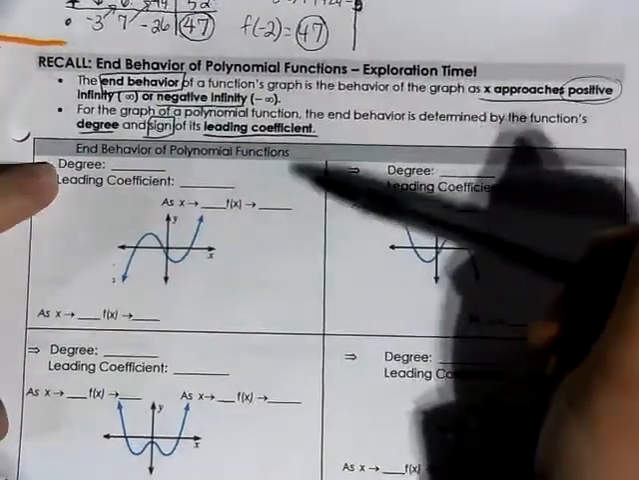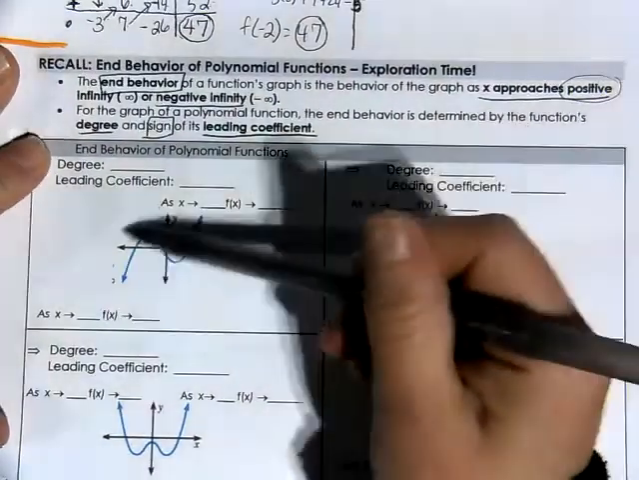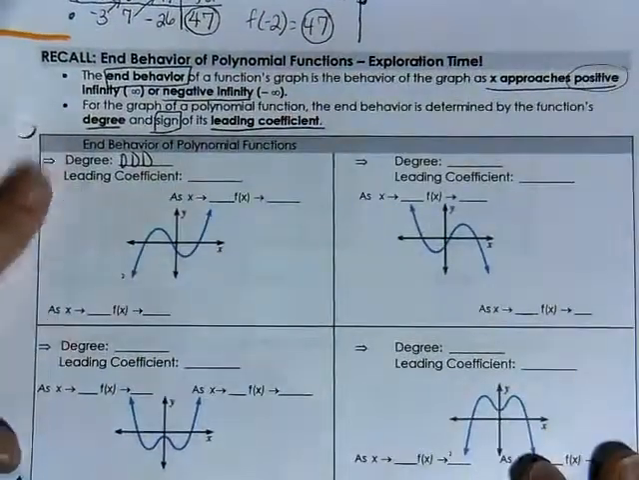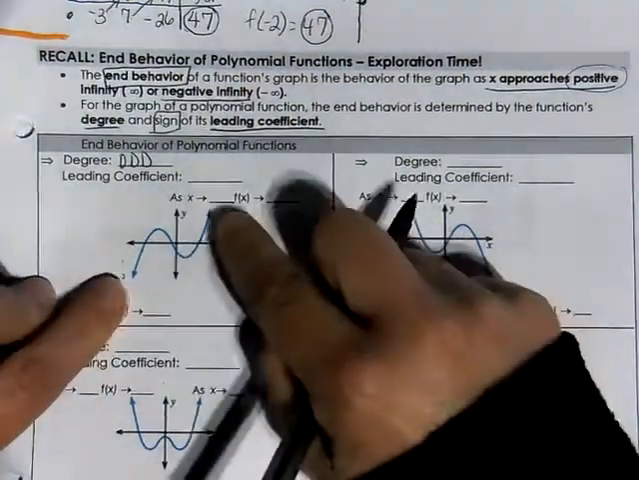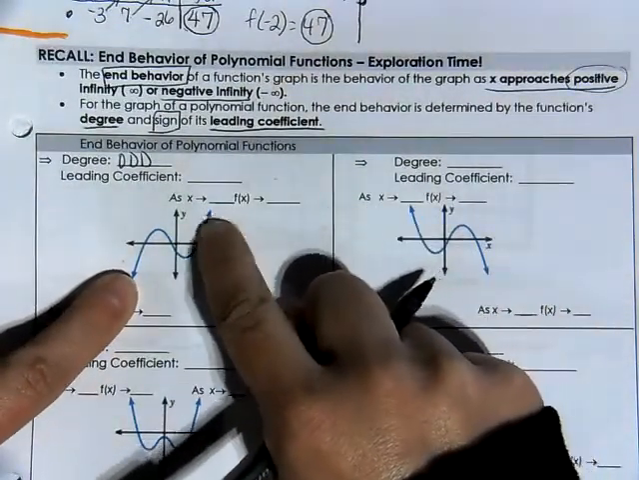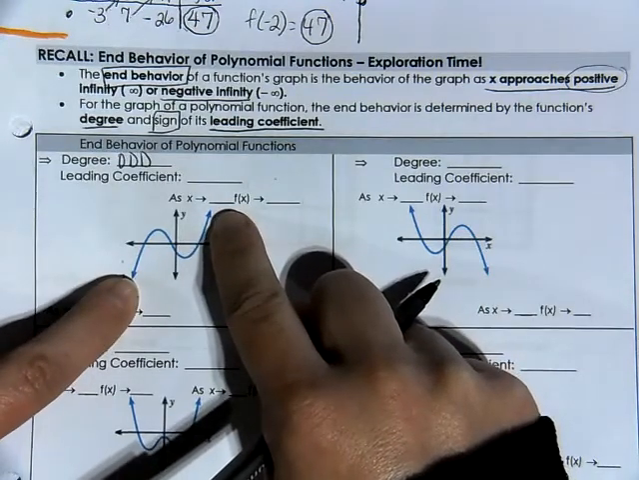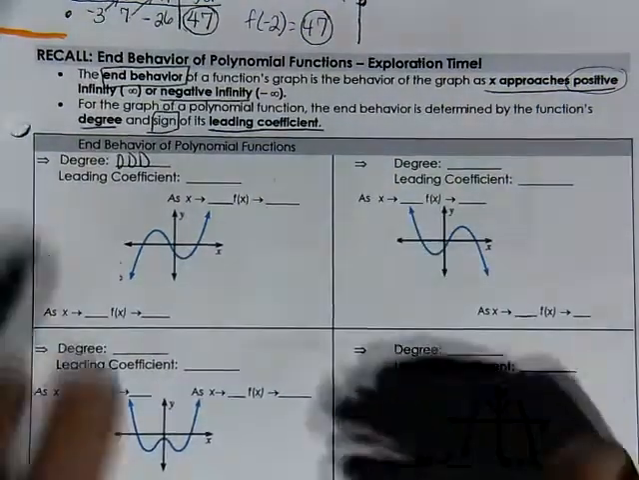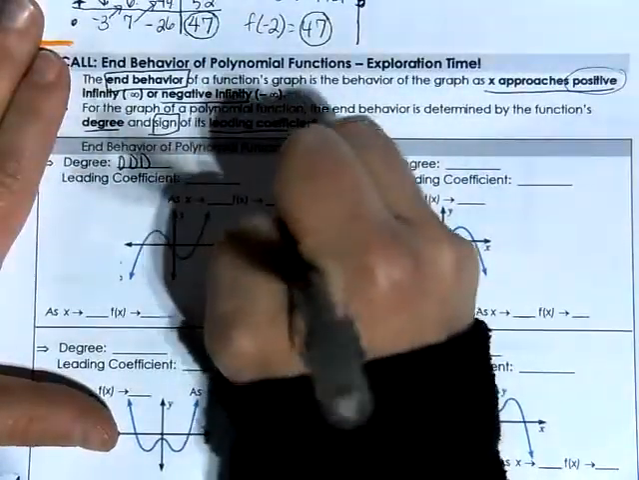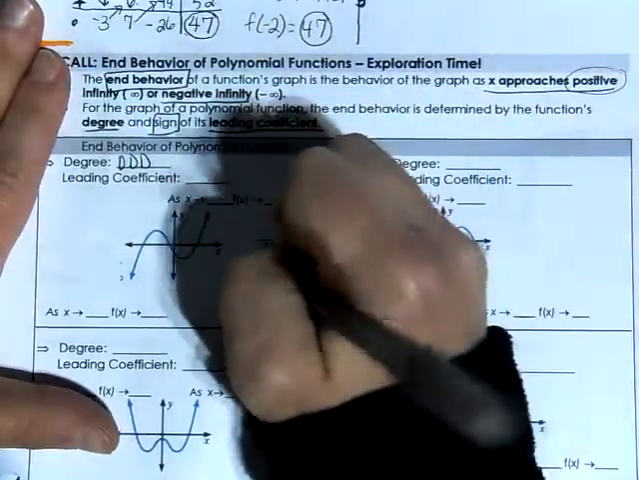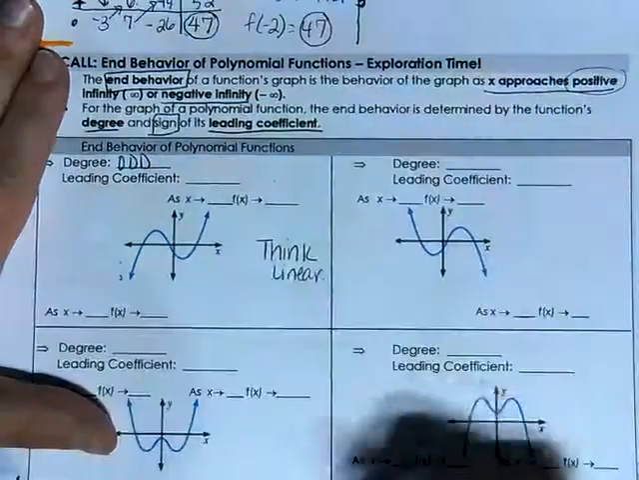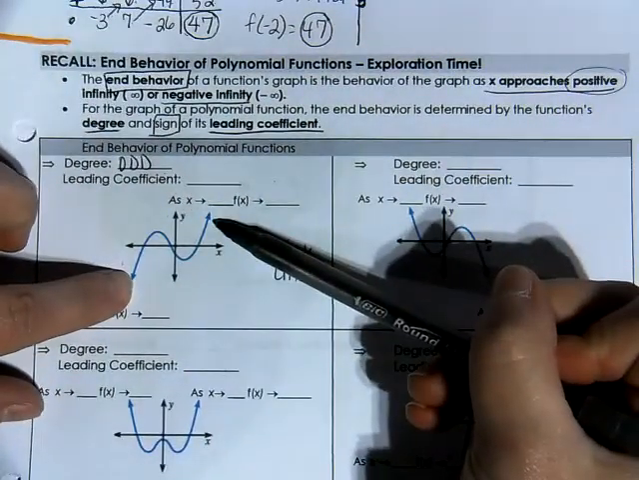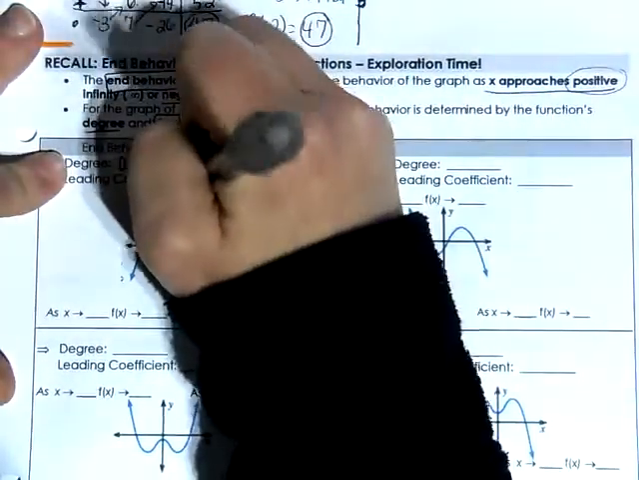So the first type that we have is an odd degreed function. And we know this is an odd degreed function because the arrows of our end behavior are going in opposite directions. For these types of problems, I want you to think about linear functions. In this problem, this is an odd degree because our arrows are going in opposite directions, and our leading coefficient is positive.